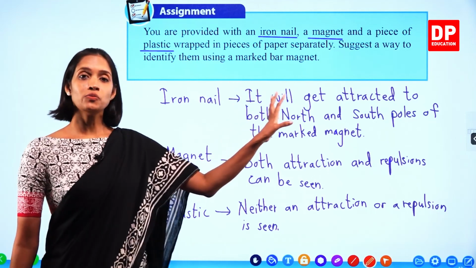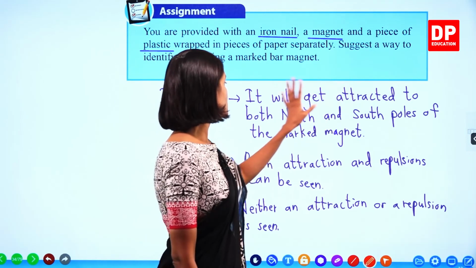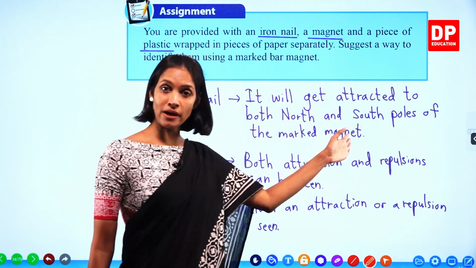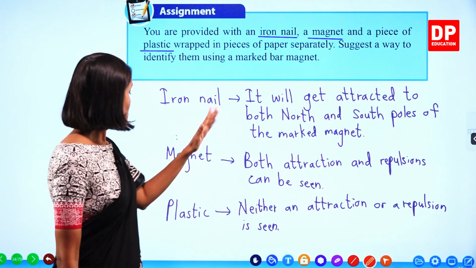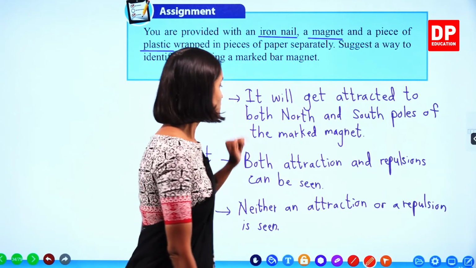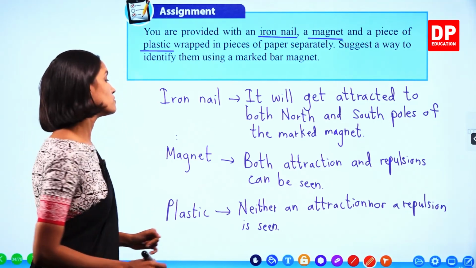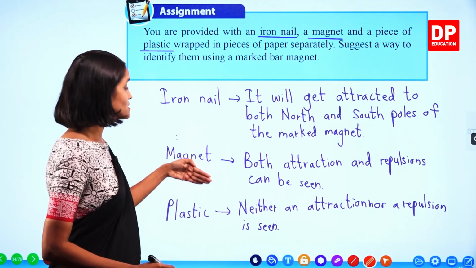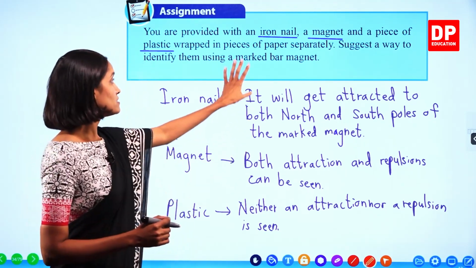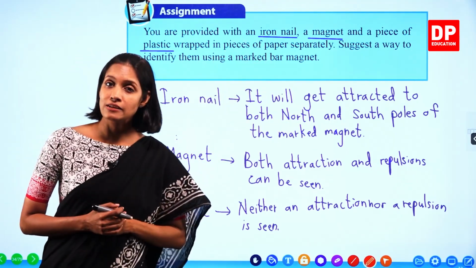Iron nail, when you bring the two poles of the marked bar magnet separately, it will always get attracted to both north and south poles of the marked magnet. And the magnet wrapped with the paper, both attraction and repulsions can always be seen when you bring both the poles, okay? Plastic, neither an attraction nor a repulsion is seen. Understand, children? So this is how, if these three objects are given wrapped with papers and you are provided with a marked bar magnet, you identify the three things separately. Understand, children?